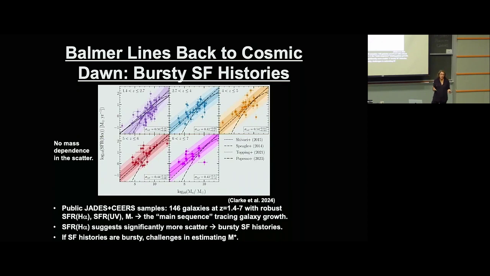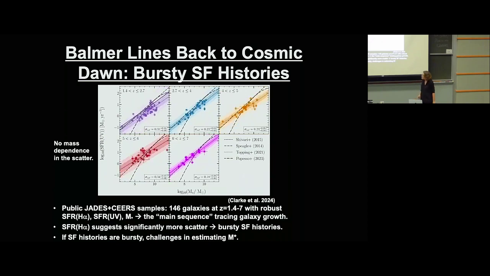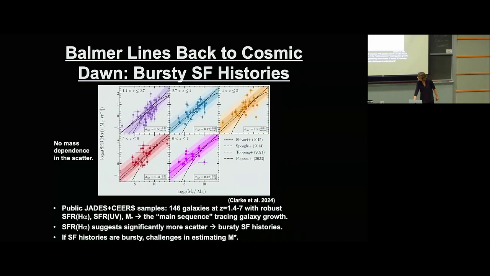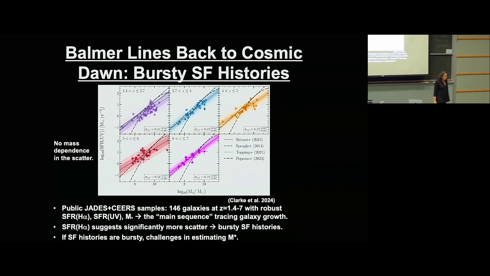The H alpha star formation rate, which is sensitive to fluctuations on short timescales, looks like this. This is the main sequence when you use the UV star formation rate. So hopefully what you can see is that there's a lot more scatter in the H alpha main sequence, H alpha, UV, and this might be another indication of bursty star formation histories, okay?